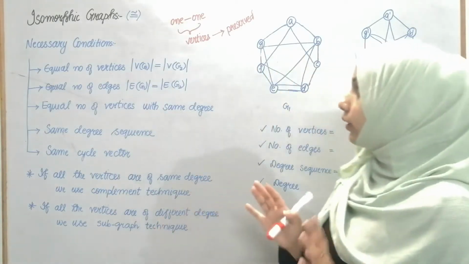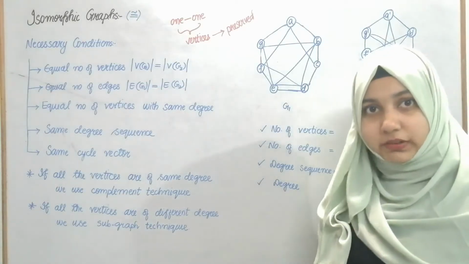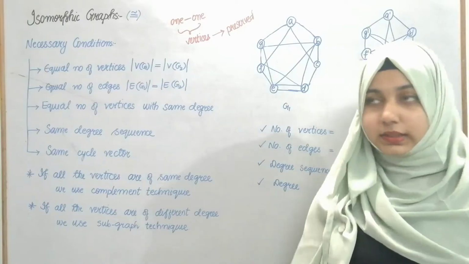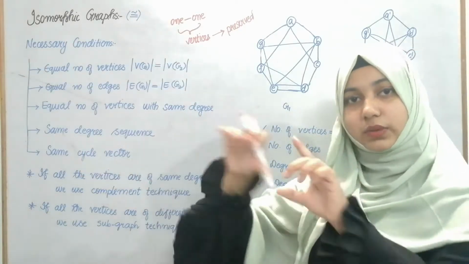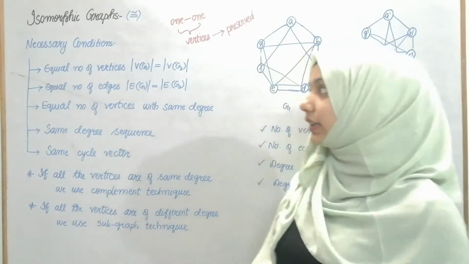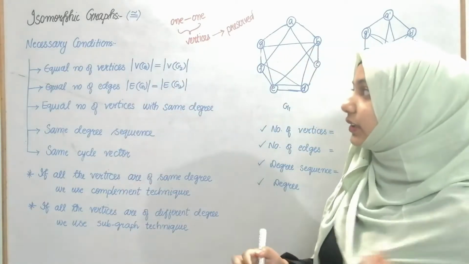Okay, there should be a correspondence, one-to-one correspondence between the vertices. A vertex of one graph, a vertex of the other graph, there should be one-to-one correspondence. Getting? We'll understand this with some conditions here. These are the conditions given.